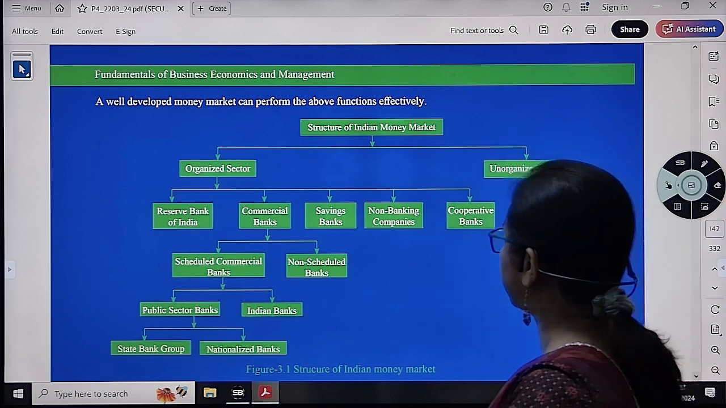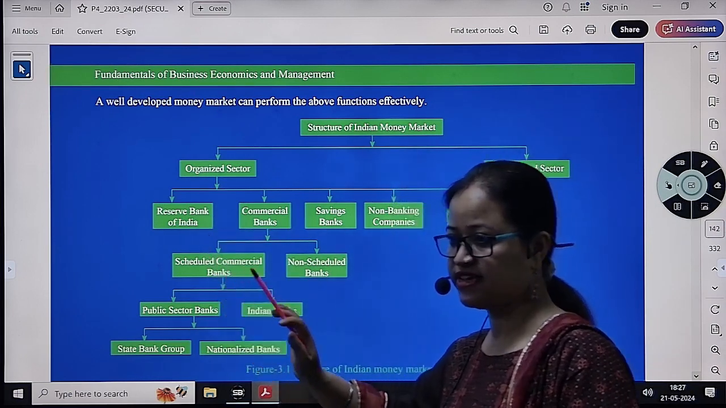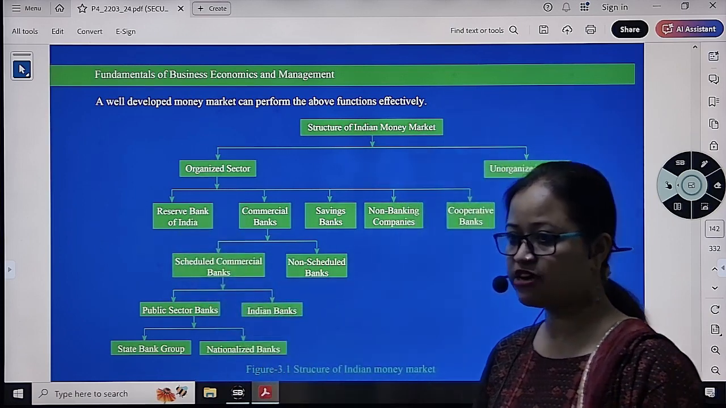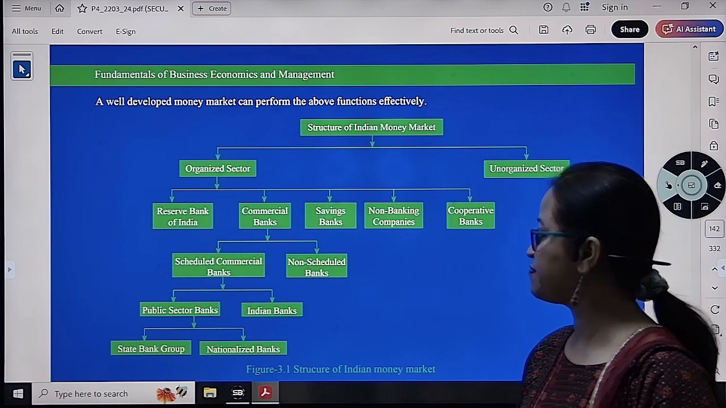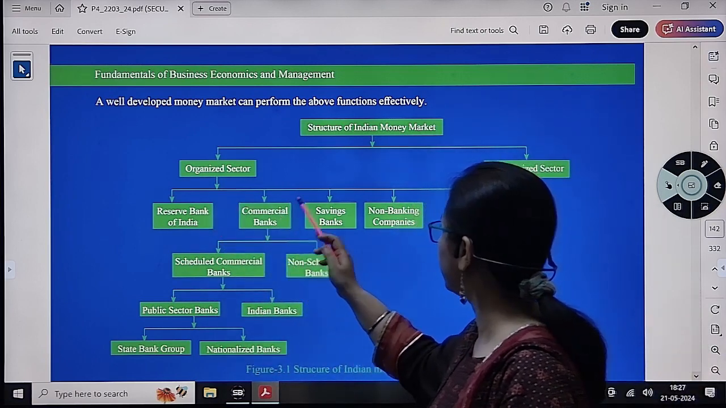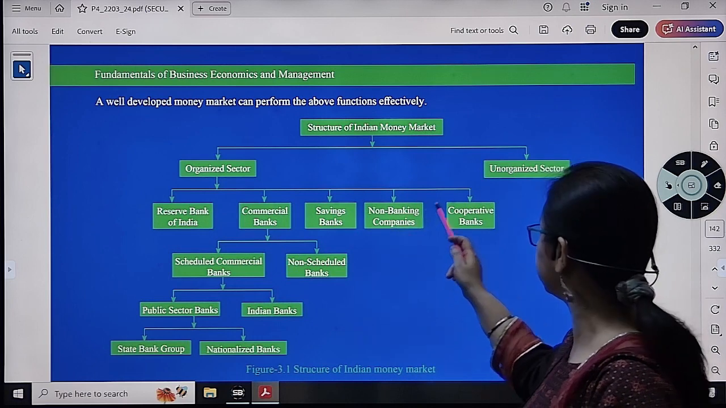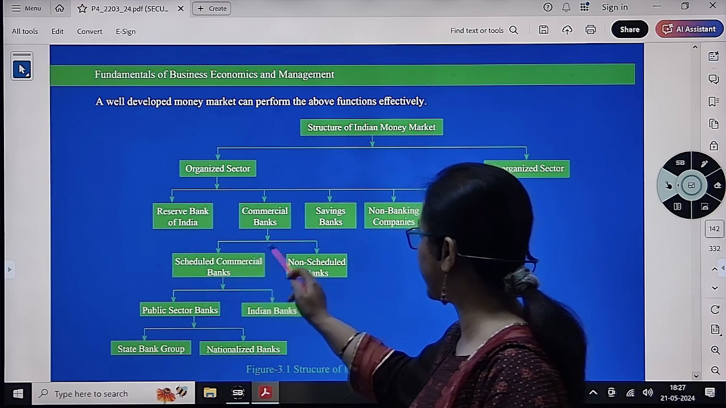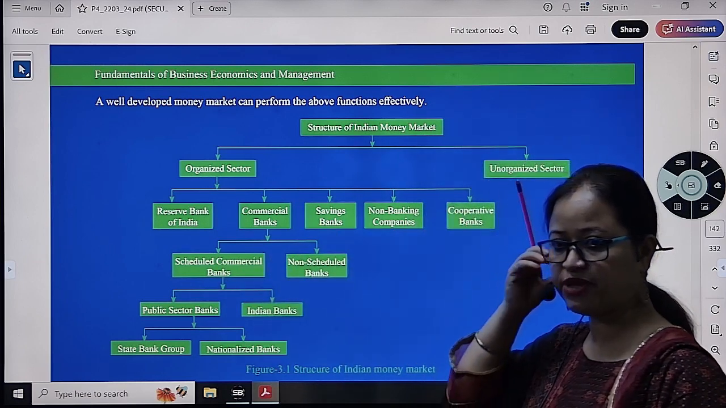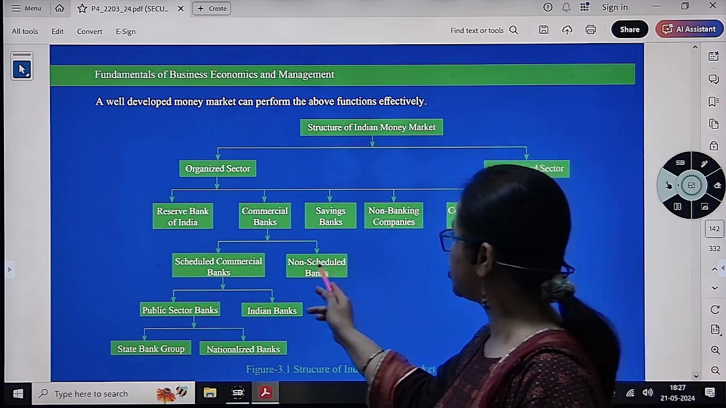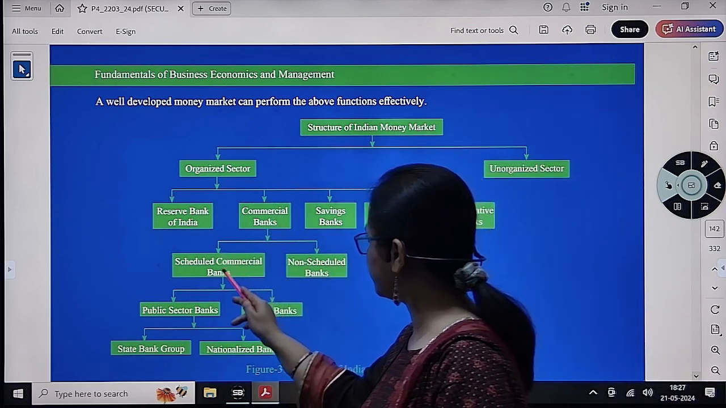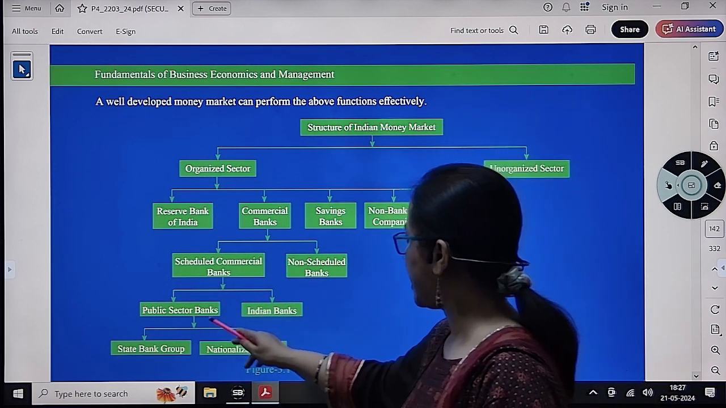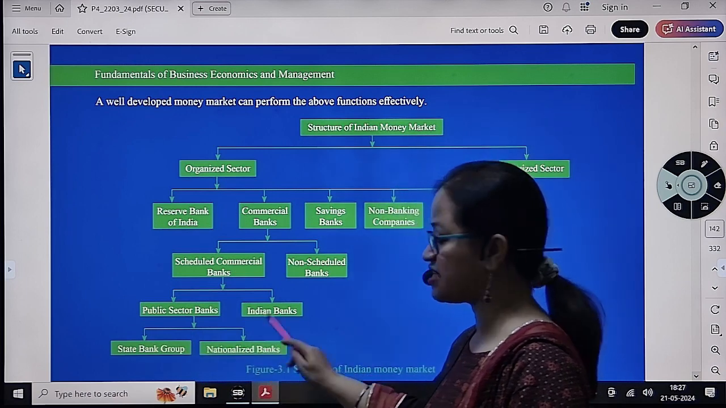So in the Indian money market, we have the participants, or the members, which are the RBI, the commercial banks, savings banks, non-banking companies, and even the cooperative banks. Among commercial banks, we have scheduled commercial banks and non-scheduled commercial banks. Under scheduled commercial banks, we have the public sector and the Indian banks. And under public sector banks, we have SBI and the nationalized banks.